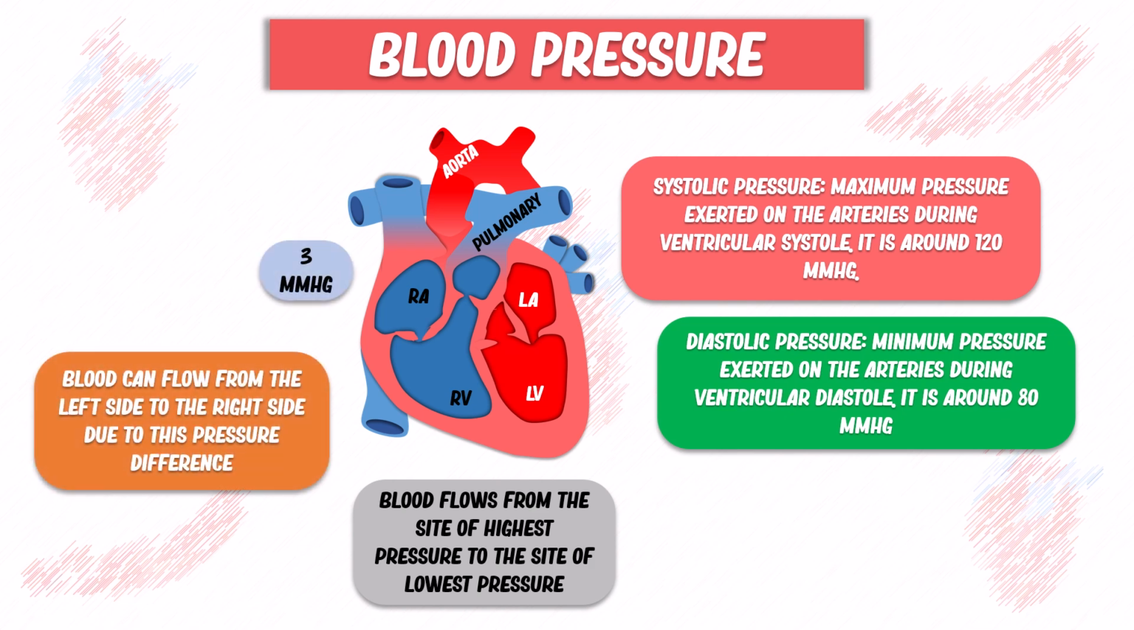The volume of blood ejected by the ventricles in 1 minute is called cardiac output, applicable to both sides of the heart. This class was an introduction to the cardiovascular system. In the next lesson, we'll talk about the electrical activity of the heart.